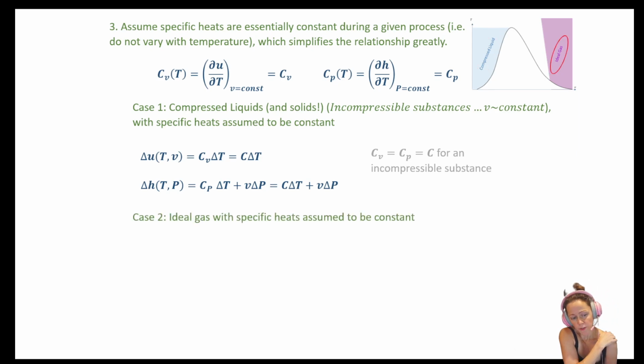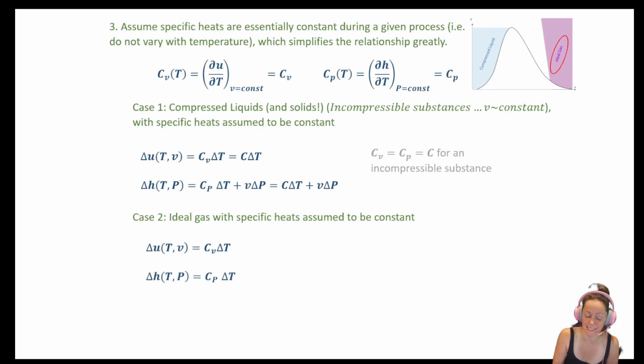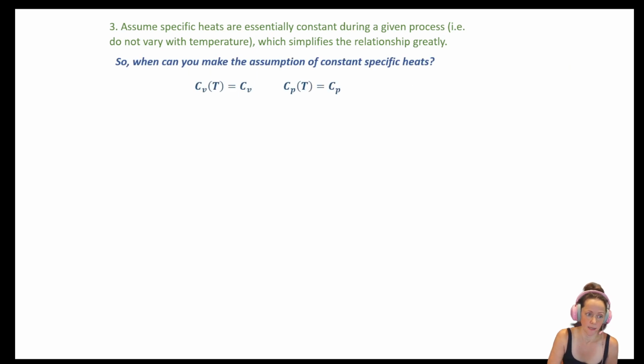The other case that we'll look at is with an ideal gas. This is one that we'll probably use a little bit more frequently in this class. So ideal gas, assumed with constant specific heats also assumed. So two things together. And in that case, delta U is CV delta T and delta H is CP delta T. So we use that all the time for ideal gases. So when can you make that assumption that specific heats are constant? Because that's a really super convenient relationship to use.